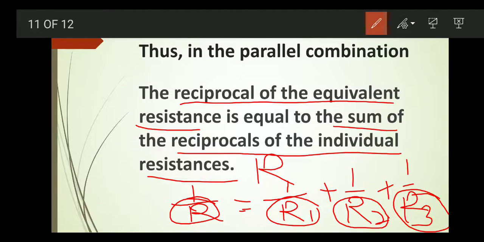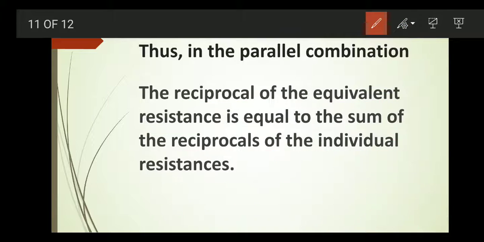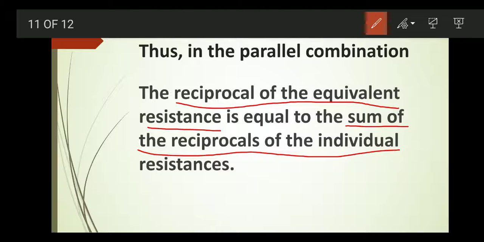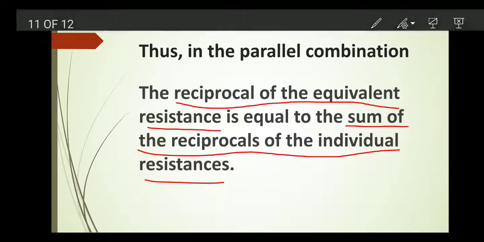R3. So in the parallel combination of resistors, the reciprocal of the equivalent resistance is equal to the sum of the reciprocals of the individual resistances.